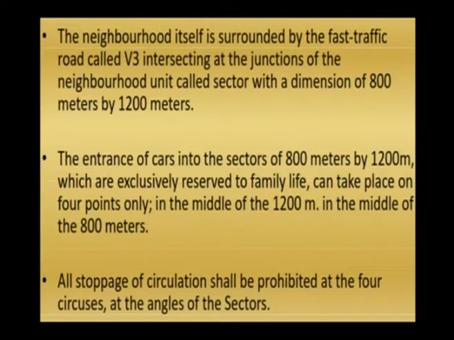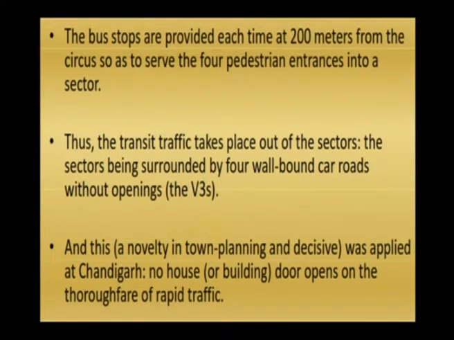The neighborhood itself is surrounded by fast traffic roads called V3, intersecting at the junctions of the neighborhood unit called sector, with a dimension of 800 by 1200 meters. The entrance of cars into the sectors of 800 by 1200, which are exclusively reserved to family life, can take place at 4 points, that is in the middle of every sector. All stoppage of circulation shall be prohibited at the 4 circuses at the angles of these sectors. The bus stops are provided each time at 200 meters from the circus, so as to serve the 4 pedestrian entrances into the sector. Thus, the transit traffic takes place out of these sectors, the sectors being surrounded by 4 wall-bound car roads without any openings. So this was actually a novelty in town planning, which was considered very decisive, that was applied to Chandigarh. No house or door opens to the thoroughfare or rapid traffic.